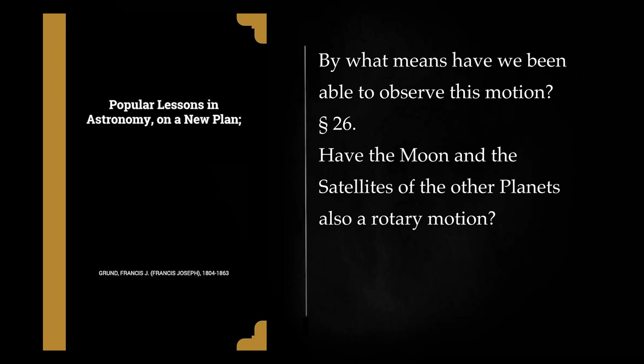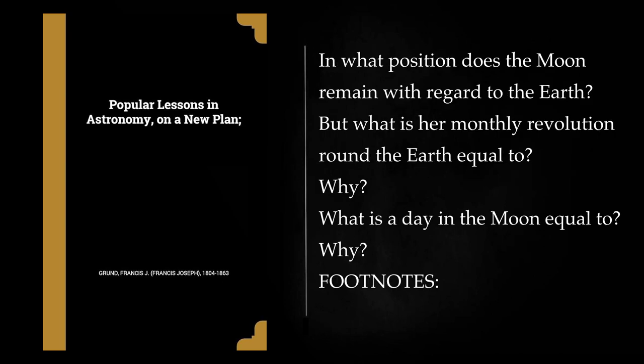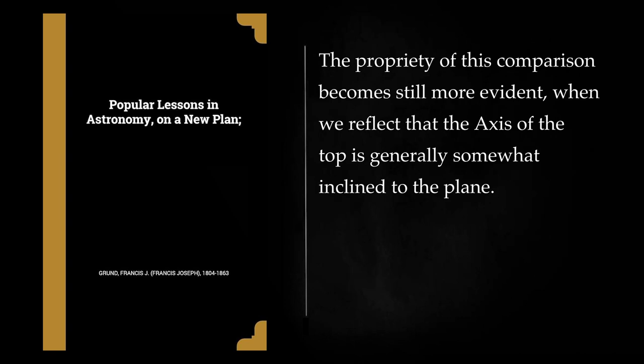Section 26. Have the moon and the satellites of the other planets also a rotary motion? In what position does the moon remain with regard to the earth? But what is her monthly revolution round the earth equal to? Why? What is a day in the moon equal to? Why?